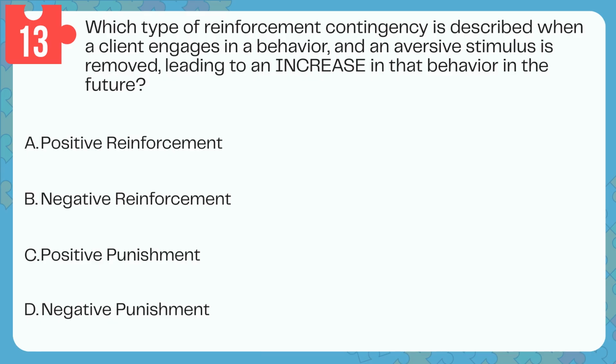Question 13. Which type of reinforcement contingency is described when a client engages in a behavior and an aversive stimulus is removed, leading to an increase in that behavior in the future? A. Positive reinforcement. B. Negative reinforcement. C. Positive punishment. D. Negative punishment.